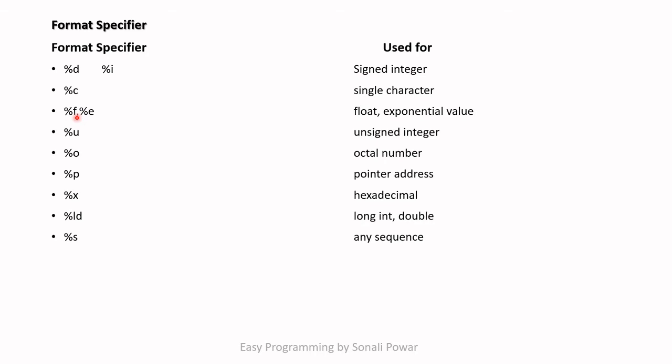In the same way, %f is used for float, %e is used for the exponential value, %u is used for unsigned integer, %o is used for octal number, %p is used for pointer address, %x is used for hexadecimal, %ld is used for long int and also double, and %s is used when you want to display a string onto the screen, or suppose you want to read some string from the user, that time I will use %s as a format specifier.